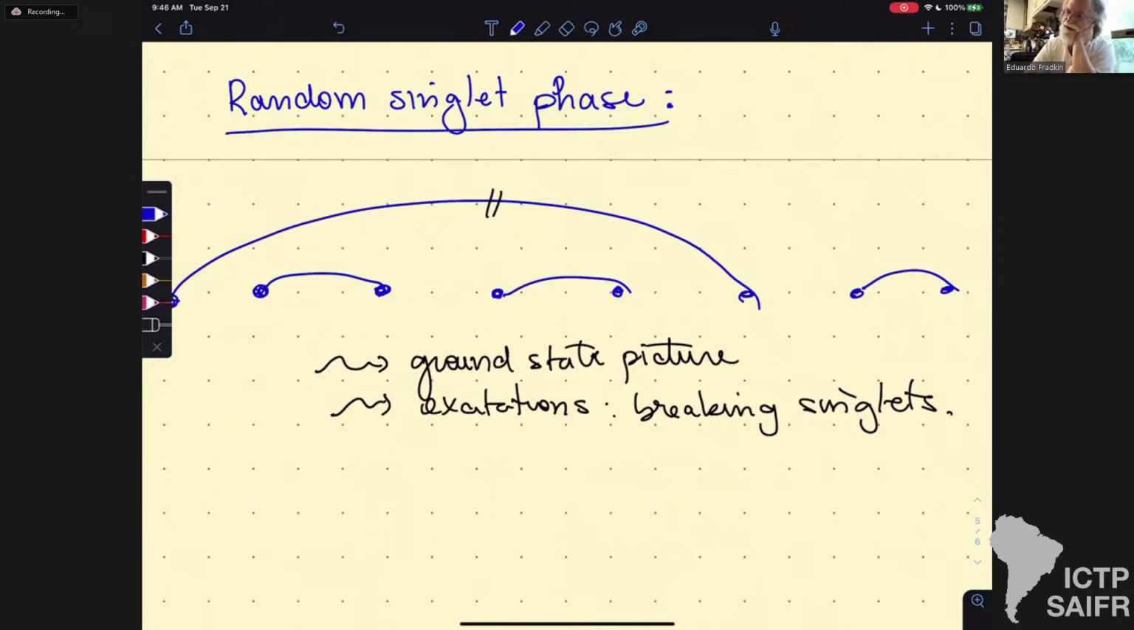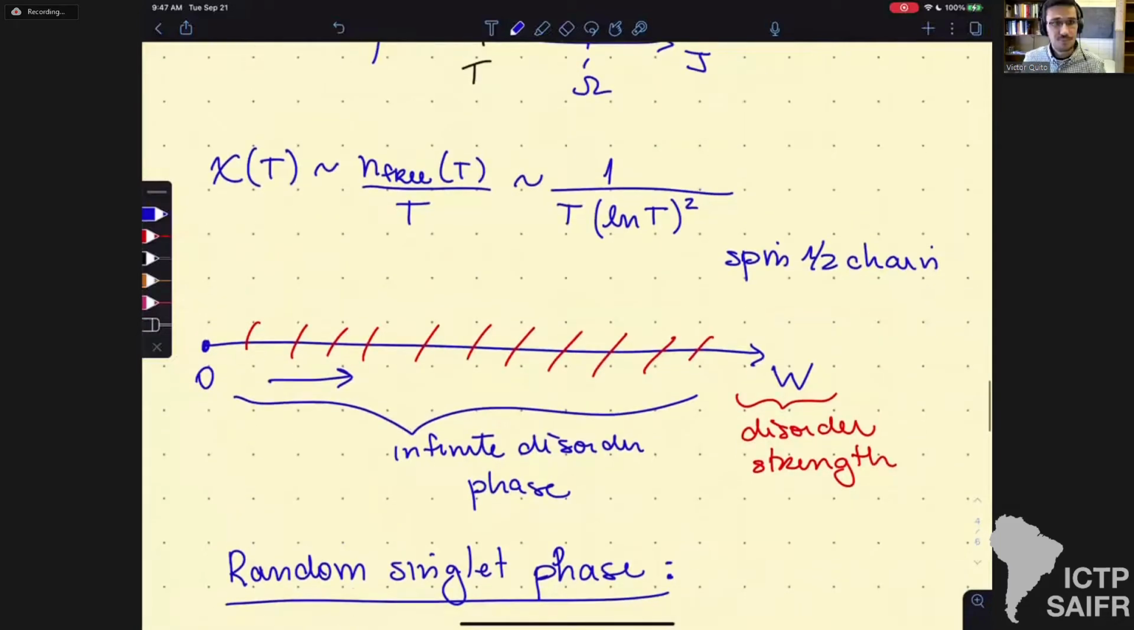How about numerical simulations? Numerical simulations in one dimension agree with this picture completely. How do they manage these logarithms? It's not so simple. For example, with some DMRG approach, it's not so crystal clear, but it agrees well with these logs.